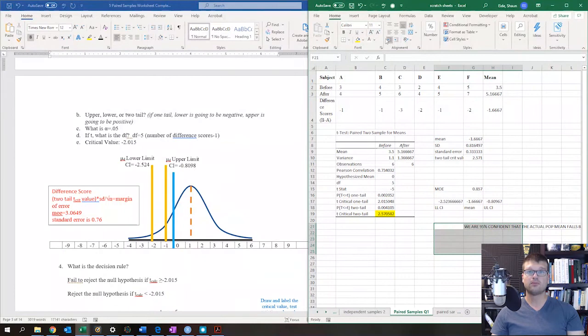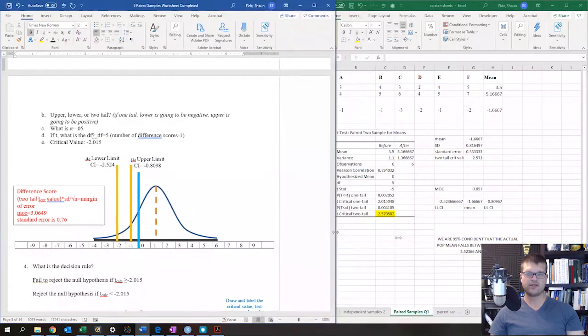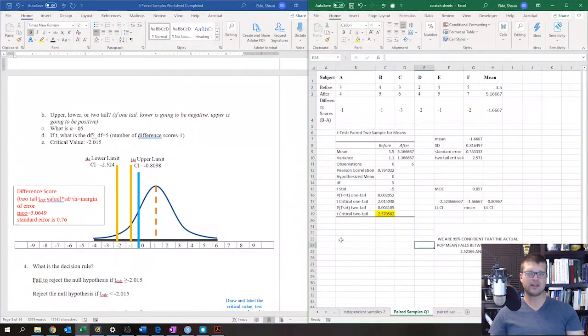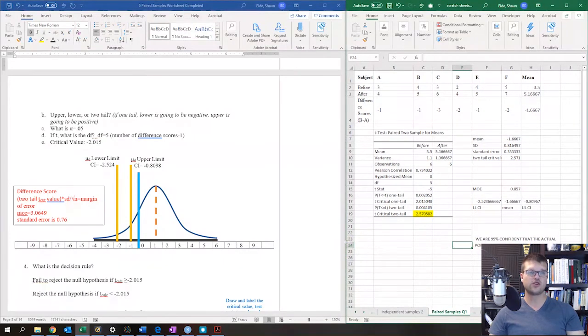The question is, now that we have this range, this confidence interval, how does it compare to 0? Is it below 0? Is it above 0? And what is the actual probability of this confidence interval compared to 0, assuming that the null hypothesis is true? So we've got this confidence interval. It's below 0, so we know that it's different, but how different is it? What is the probability of it being this low?